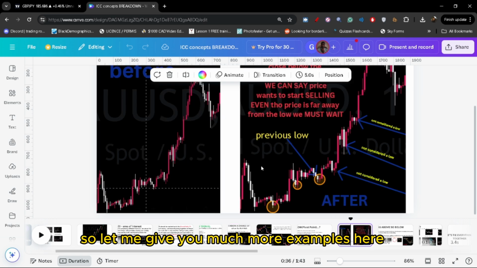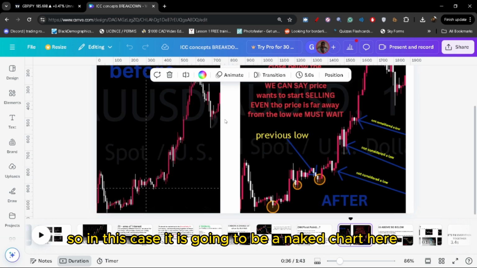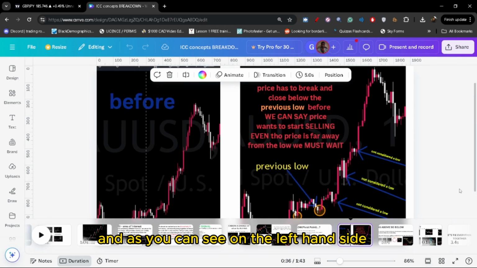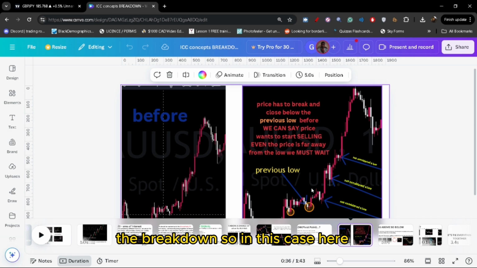So let me give you much more examples here. So in this case here, this is going to be a naked chart here, and as you can see on the left hand side, this is going to be the breakdown. So in this case here, this cannot be considered a low because it has only one sell candle. But this can be considered a low, right, because it has at least two buy candles here.